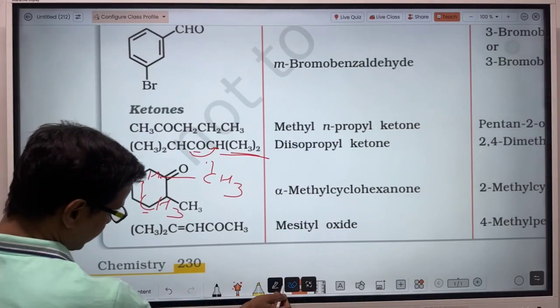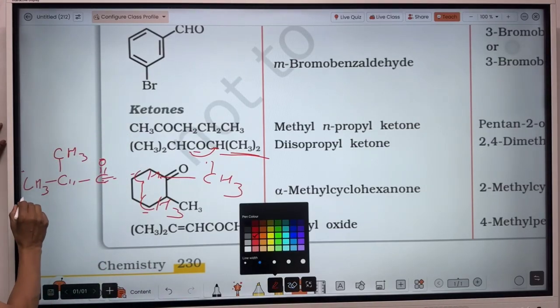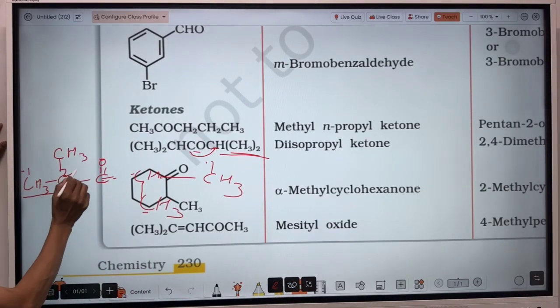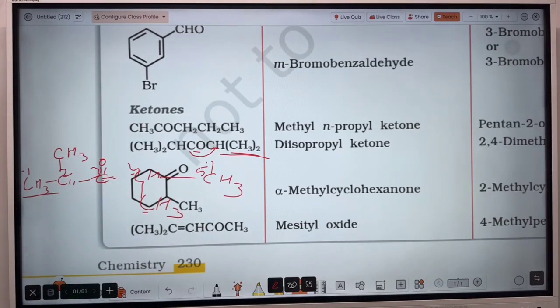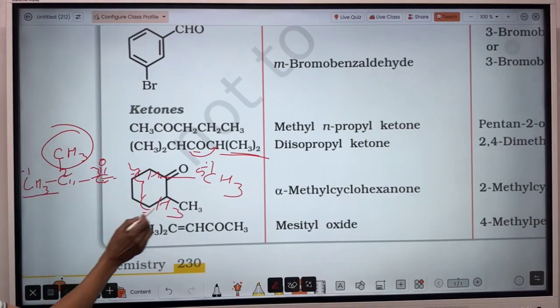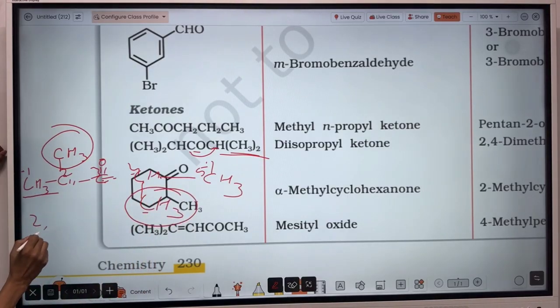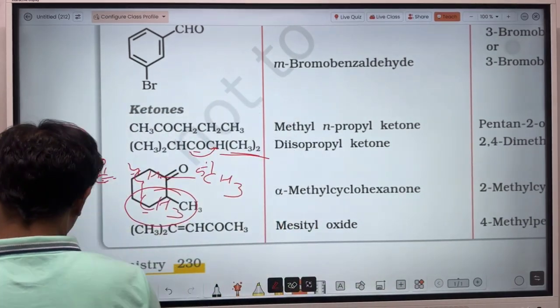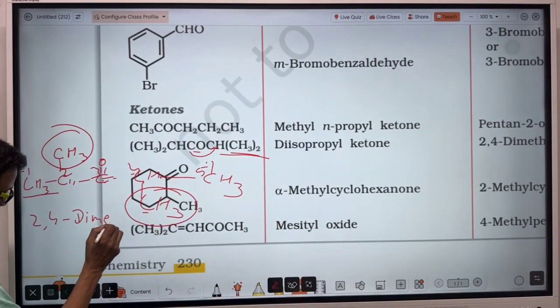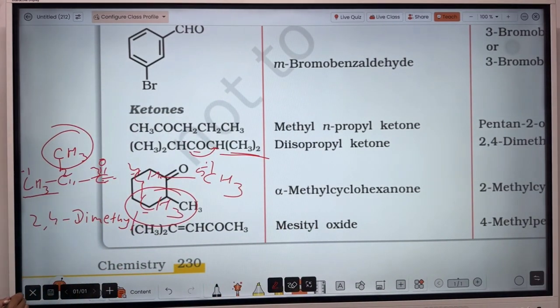So how to write the IUPAC name here? The main chain is this one: 1, 2, 3, 4, 5. The methyl groups are at second position and at fourth position. So that's why we'll write 2,4-dimethyl. The compound will be 2,4-dimethyl, and it is a five carbon chain, with the ketonic group at third position. So pentan-3-one.